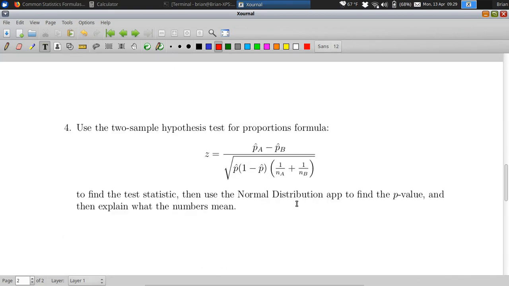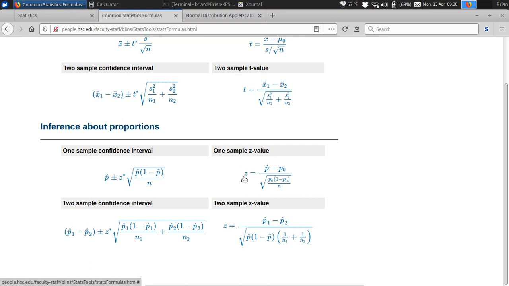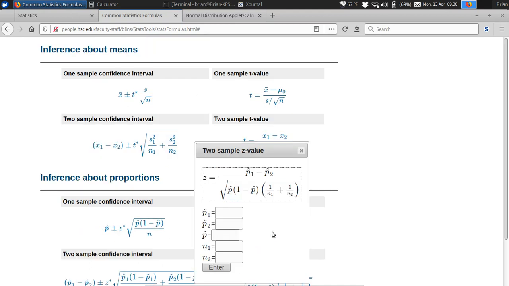Okay, so now number 4, use the two-sample hypothesis test formula. So use this thing. And again, you are always allowed to use that interactive formula sheet, or you can just use a calculator. With the calculator, you do have to be a little bit careful. This is a complicated formula. I recommend splitting it into parts. I'm going to be lazy and just use the interactive formula sheet. We're on the last 2 formulas this week. So we're talking about the two-sample z-value formula for proportions.